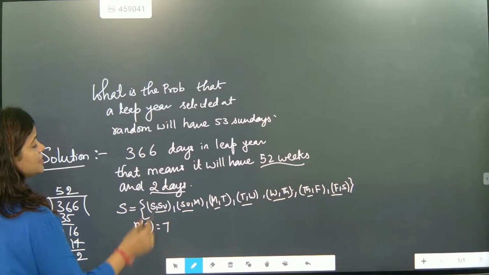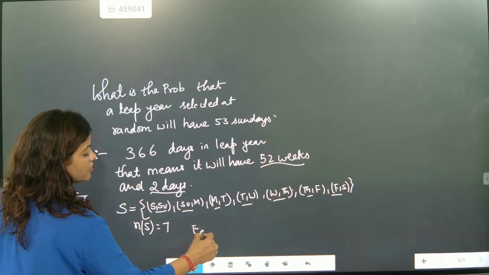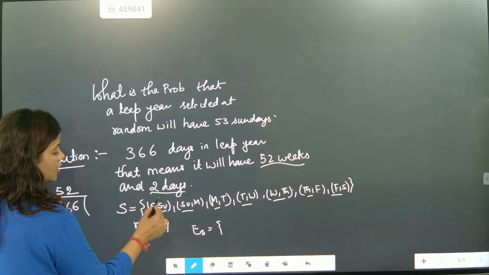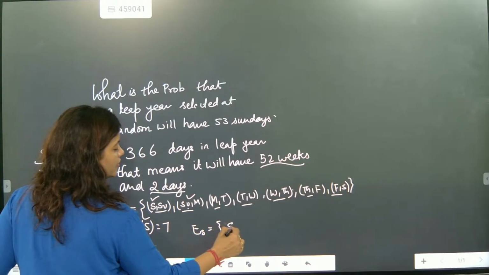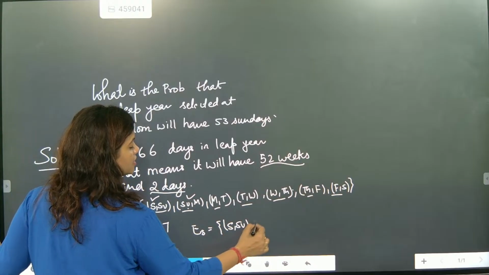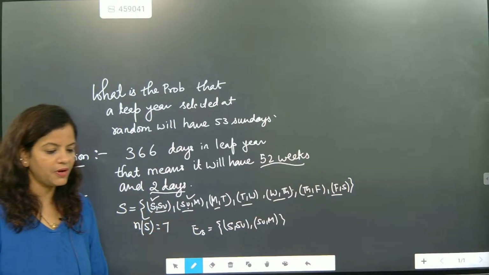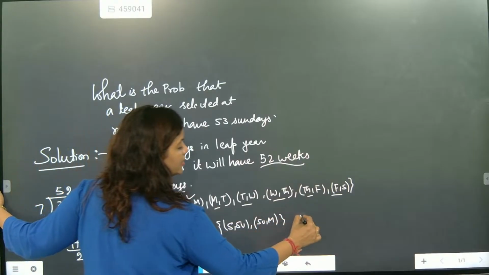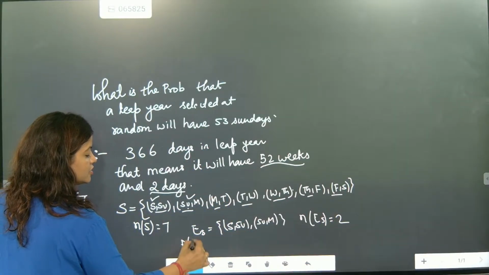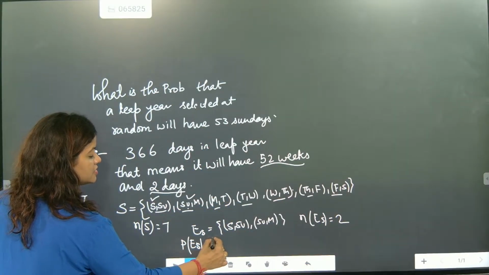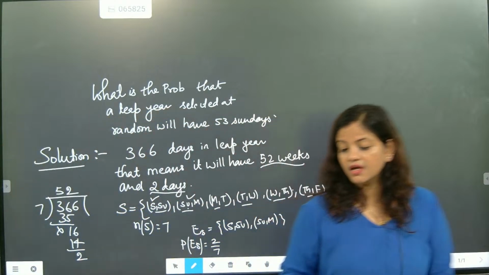Understood? Now beta, they're asking whether the 2 days can include a Sunday. So which event is going to be taken? The event of having a Sunday can be how many? Two are there, 1 and 2. It can be Saturday, Sunday or Sunday, Monday. So the event can be Saturday, Sunday, 2 days together, or Sunday, Monday. We cannot skip any part. So the number of elements in the event is 2. So the probability of having this event is 2 by 7. Understood?